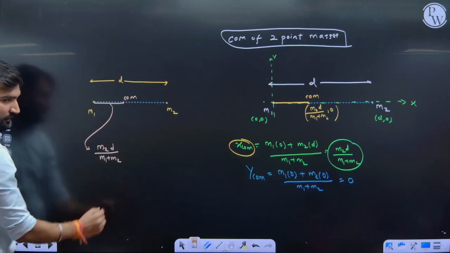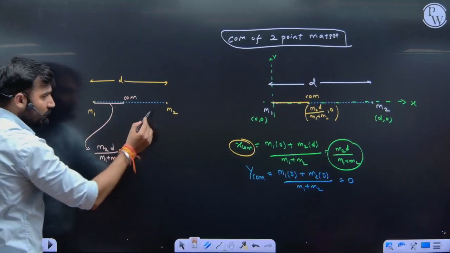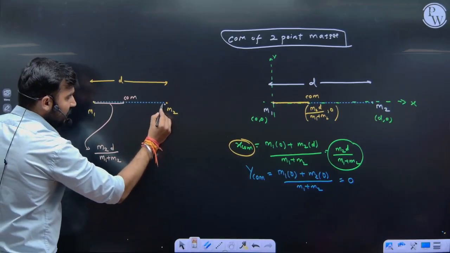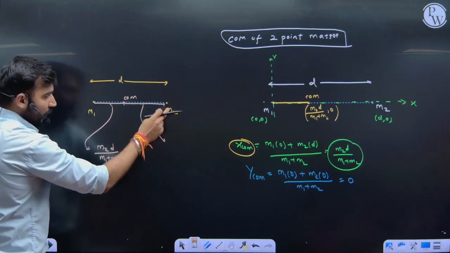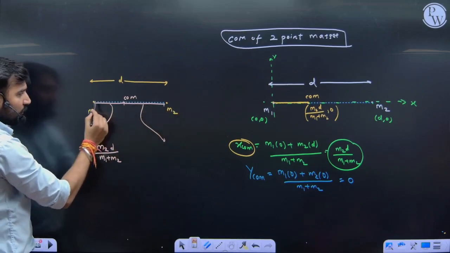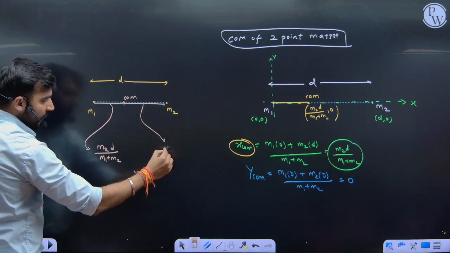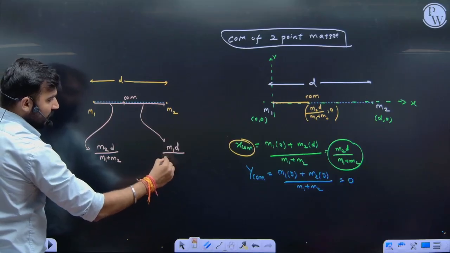Yes. Let's say, sir, I want to write the distance from the other side, from m2. How will I write this? Very easy. From m2 you are writing the distance, so you will go to the opposite mass, m1: m1 into total distance d by m1 plus m2.